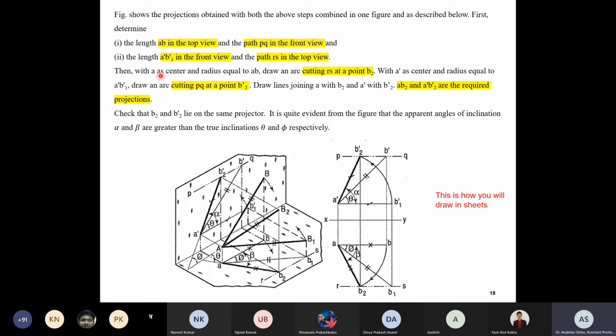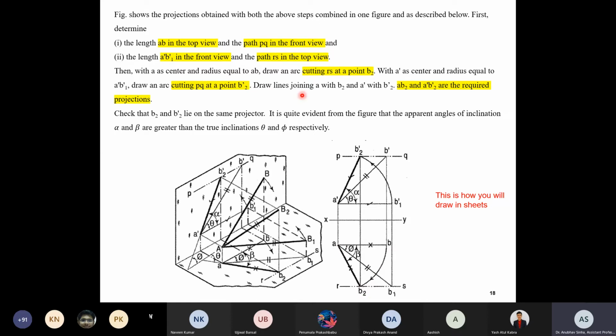Now with A as a center and radius equal to AB, draw an arc cutting RS at point B2. So A as a center and this is the radius. This is the length of that line. Now that has to remain constant, right? So I will make a circle with AB as the radius and cut a point. So I know two things. I know that this length has to remain constant and the new point B will lie on this line only. So I'll take a radius and cut an arc here. So this is now my new location of B2.